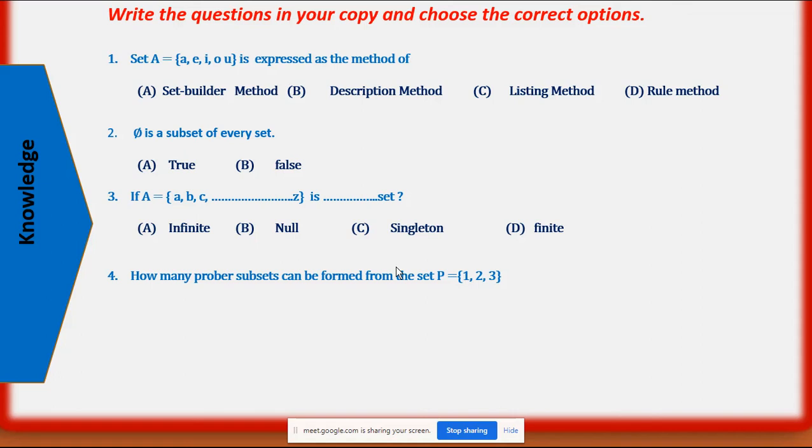What is the number of proper subsets? 7, 7, 7. Yes. I think someone mentioned 8. 8 is the wrong answer. Can anyone give the reason why 8 is the wrong answer? Swikrit, 7, that's fine. Why is it 7? Because 8 contains the set itself as well.